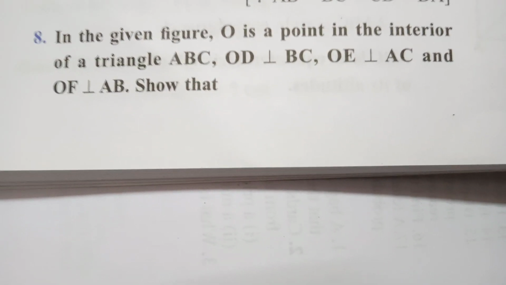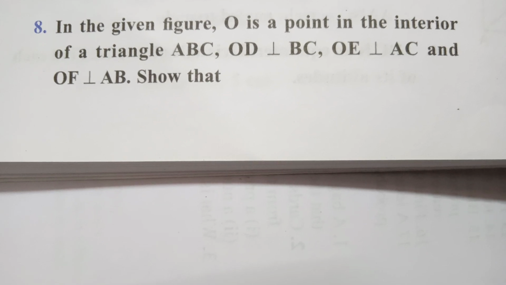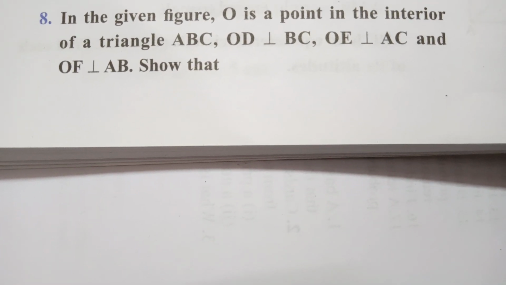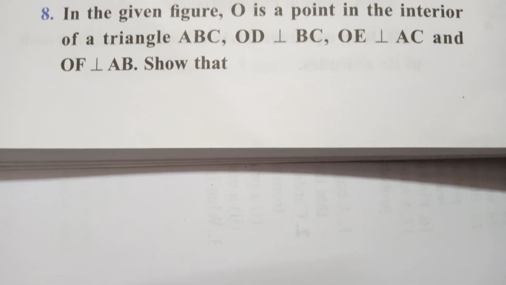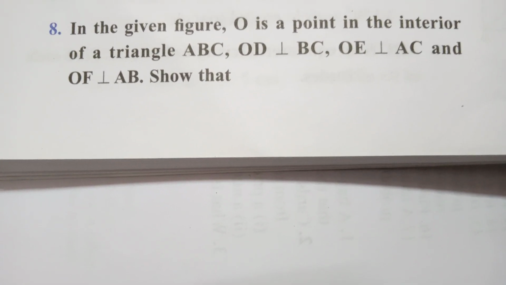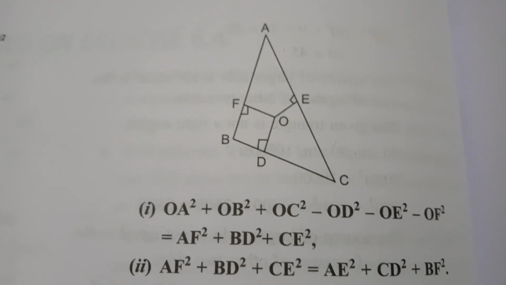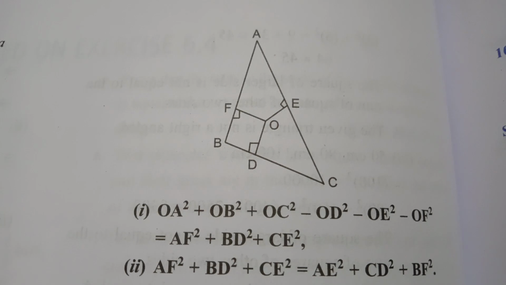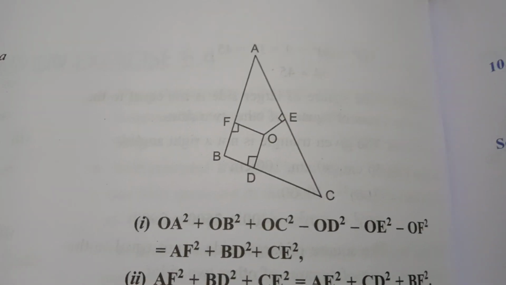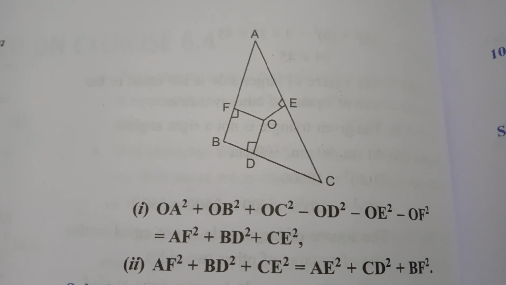Question number 8. In the given figure, O is a point in the interior of a triangle ABC. OD is perpendicular to BC, OE is perpendicular to AC, and OF is perpendicular to AB. Show that OA square plus OB square plus OC square minus OD square minus OE square minus OF square is equal to AF square plus BD square plus CE square. In the diagram you can observe it.